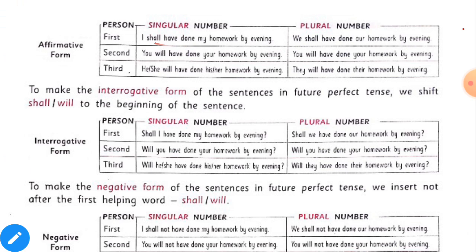To make the negative form of the sentence in future perfect tense, we insert not after the first helping word shall or will. For example, I shall not have done. We will insert the not after will or shall. I shall not have done my homework by evening.